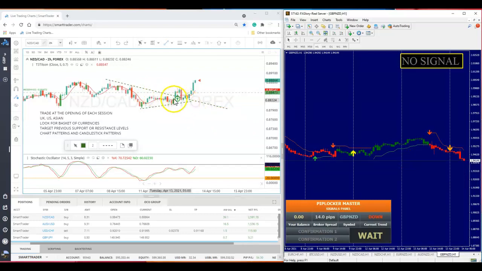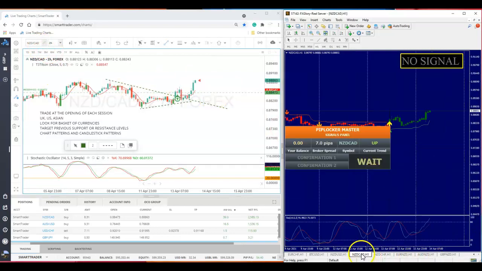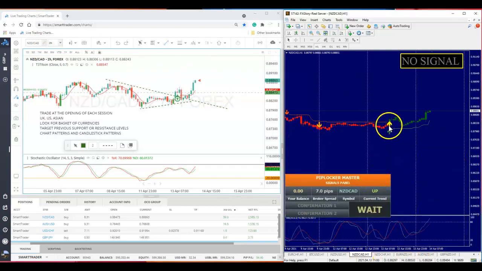And this is what is called a chart pattern, when you have connected trend lines creating a pennant or a symmetrical triangle. Notice that price broke above, retraced, and then rallied. This is the pound, I'm sorry, the New Zealand CAD, and there's the trade signal right there that was generated yesterday on Tuesday.